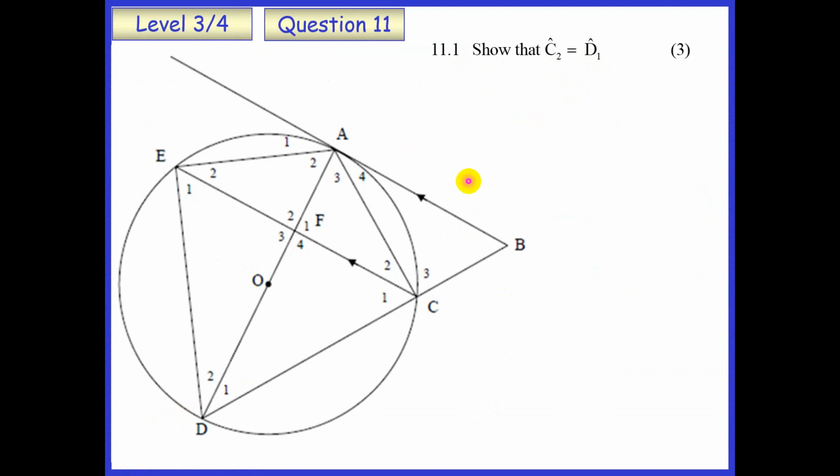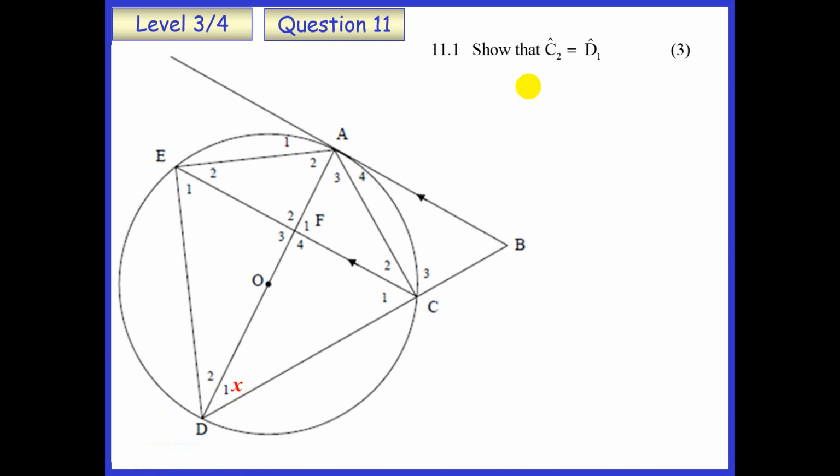So let's quickly look at D1, and we're trying to prove it equal to C2. So we're going to get D1 and C2 to be the same. Normally what I like to do is start with one of the angles being X. Doesn't matter which one. Call C2 X or D1 X. So in this case, I'm going to call D1 X.